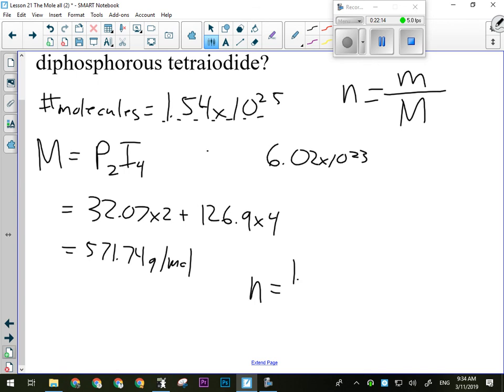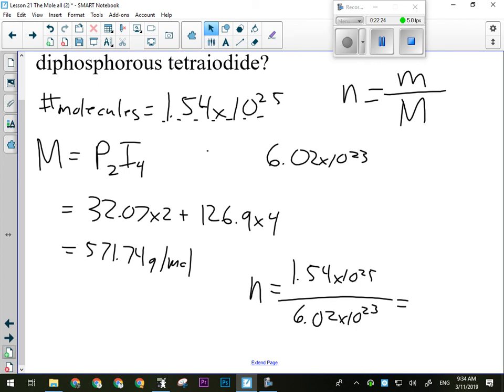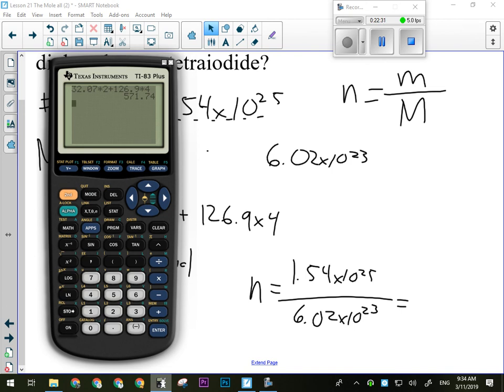N will equal 1.54 times 10 to the 25 divided by Avogadro's number. Okay, do I have a lot of moles here? Yes. All right, so both of those numbers will need to be enclosed in brackets now because they both have those exponents on them. So I'll go bracket and I'll go 1.54 and then I'll put the E in there, 25, and then I'll divide by Avogadro's number, which is also enclosed in its own set of brackets. 6.02, second function, hit the E button, 23, and close the brackets. I have 25.58 moles of this stuff.